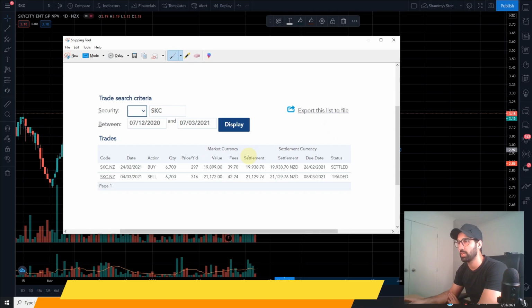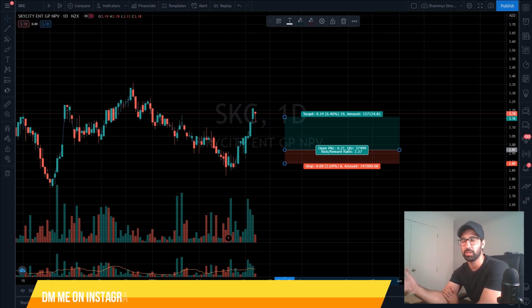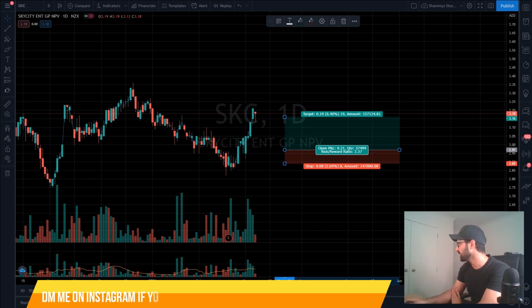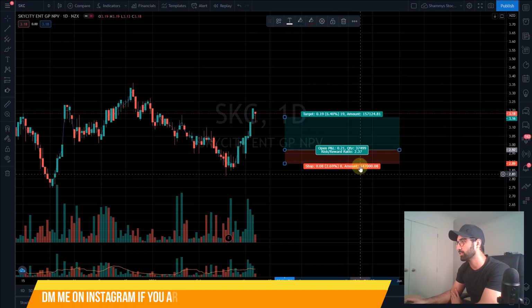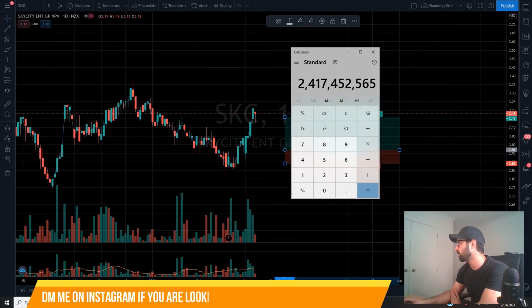I put in around about 19,900 into this trade. But I knew what my risk was, and that's what makes me a very consistent trader in the markets, because I always know what my risk is going to be. I always know what my loss is going to be if the trade doesn't do what I want it to do. In this case, my risk was 2.69%. So on this trade, I could have lost.